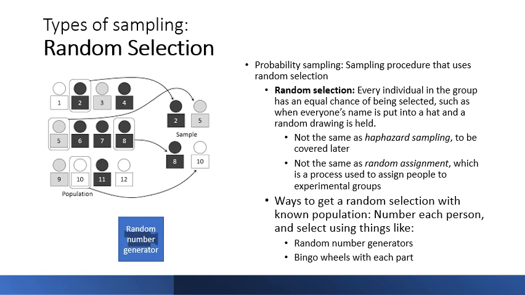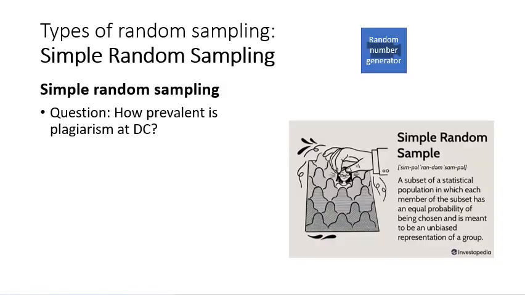And that's what that says. So there are several types of random sampling. First of all, there's simple random sampling. That is drawing a subset of a statistical population in which each member has an equal probability of being chosen and is meant to be an unbiased representation of that group.